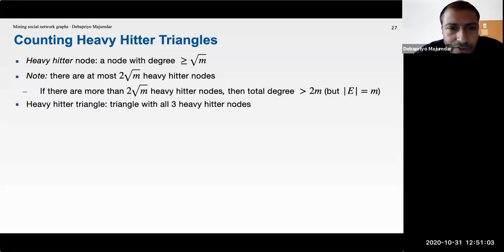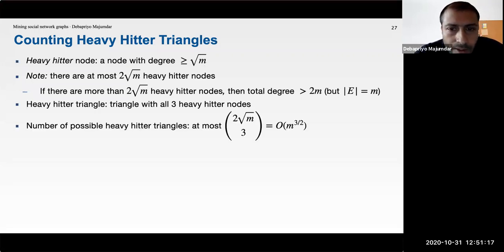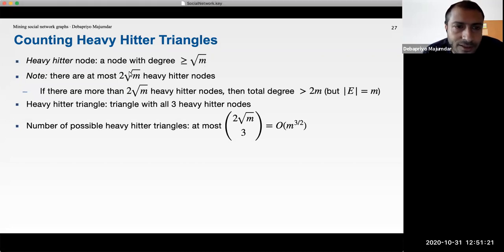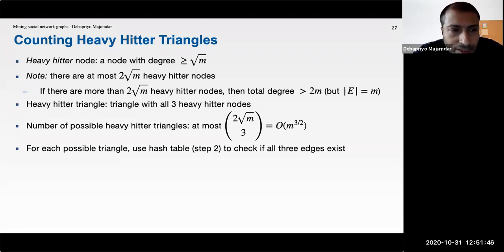So a heavy hitter triangle is a triangle with all 3 heavy hitter nodes. That means their degree is at least root m. How many possible such triangles are there? Since there are at most 2 root m heavy hitter nodes, the number of possible heavy hitter triangles is 2 root m choose 3, and that is essentially order of m to the power half cubed, so that is m to the power 3 by 2. So what we do is, for each possible heavy hitter triangle, we use the hash table to check if all the 3 edges exist.